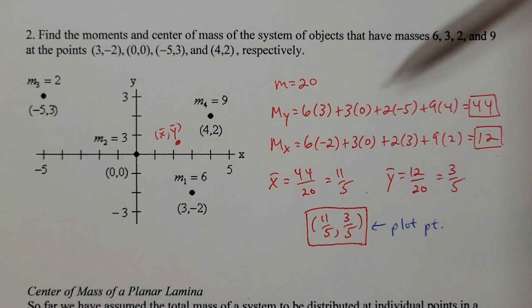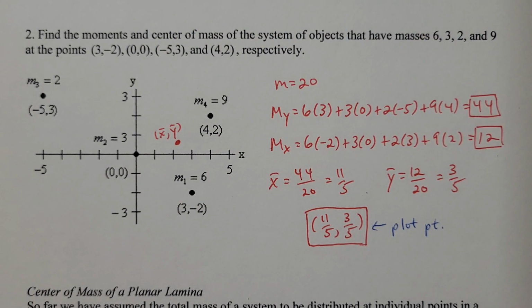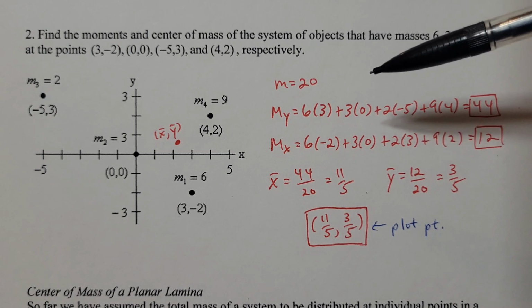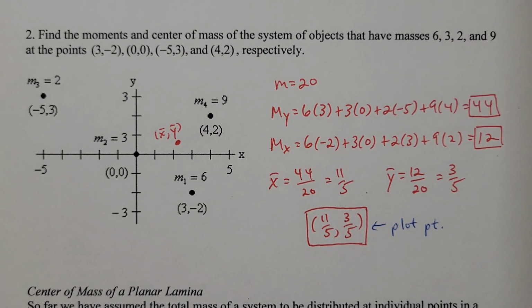So in other words, I'm looking for a point on the plane that's going to balance all 4 of these points, like if I were to put all 4 of them on a scale. Well, let's see, the total mass in the system, if I take 2 plus 3 plus 6 plus 9, I get 20. That's little m.